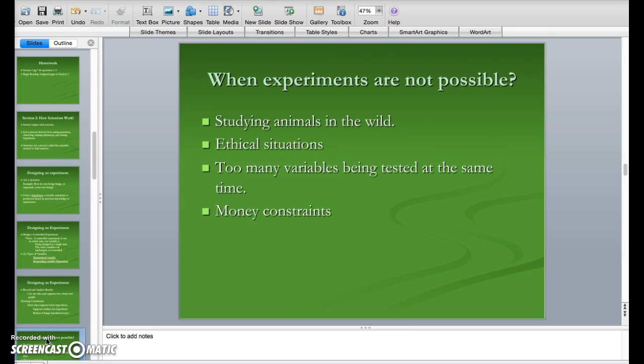So in science, we often try to do experiments that are controlled, but not all experiments can be controlled. And examples are right here illustrated. If you're studying animal behavior in the wild, you really don't have any control over what that animal is going to do, so you really can't do a controlled experiment there.